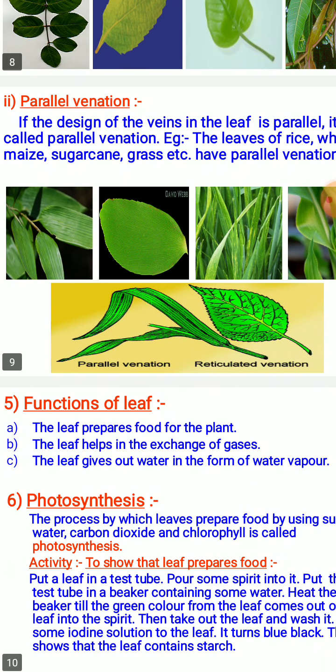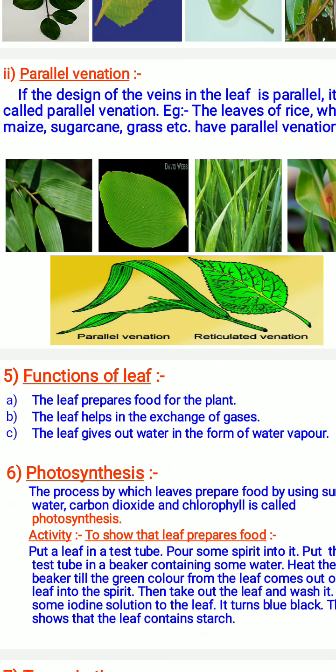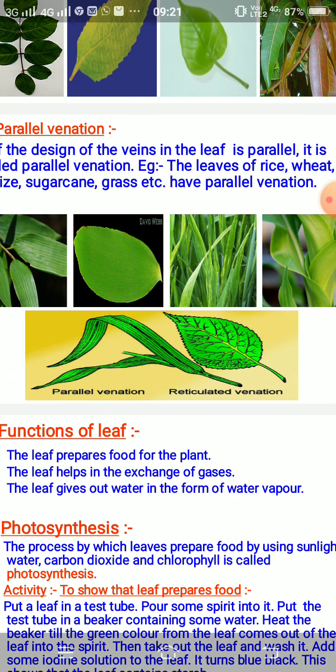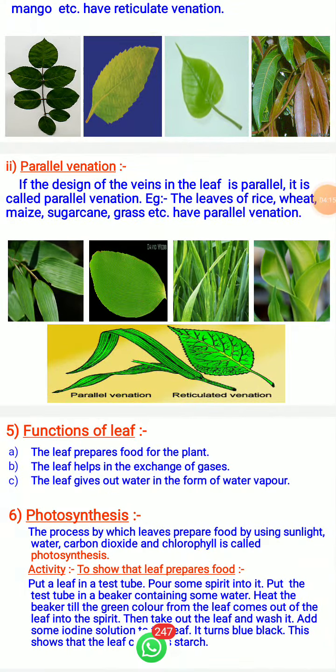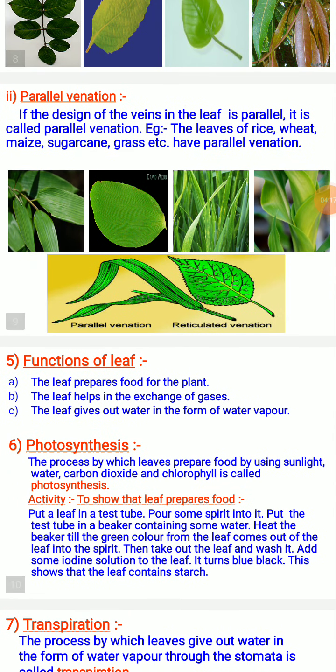Then what are the functions of the leaf? The main function of the leaf is that it prepares food for the plant, and it also helps in the exchange of gases. There are some tiny pores on the leaf through which the leaf takes in carbon dioxide and gives out oxygen. The presence of chlorophyll in the leaf helps in the preparation of food. And also the leaf gives out water in the form of water vapor, which is called transpiration.